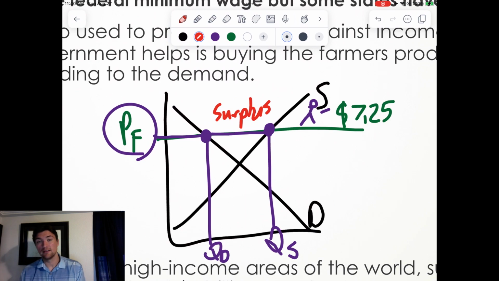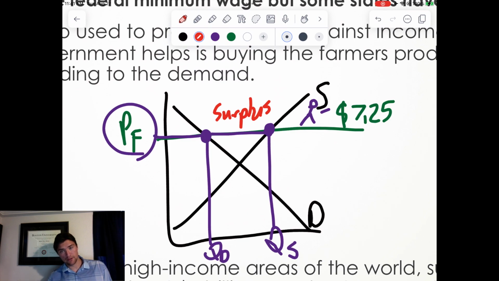But the thing is that it's going to lead to a surplus because not everybody's going to be buying the corn at this higher price. So we're going to have a surplus of corn. So what does the government do at this point? They have an excess of corn or some other good. What do they do with it?